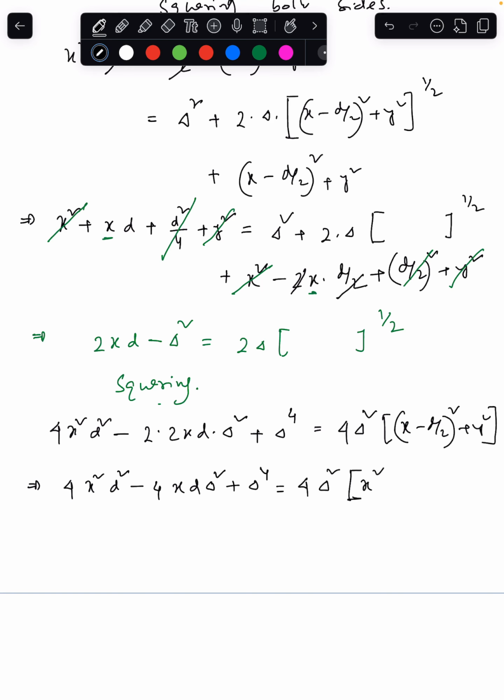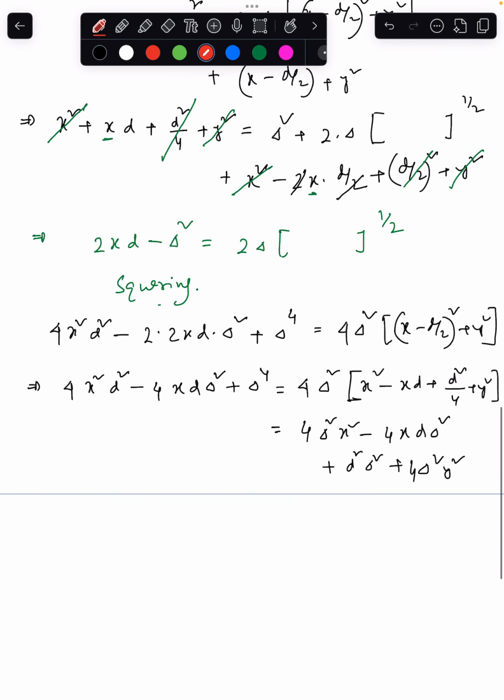We are going to get, directly I am writing now, x square minus xd plus d square by 4 plus y square, multiplied by 4 delta square: x square minus 4xd delta square plus d square delta square, 4 cancelled, plus 4 delta square y square. Well, all right, there are few cancellations. What is the cancellation term? Only one. This one is getting cancelled. So let me rearrange the x term now.